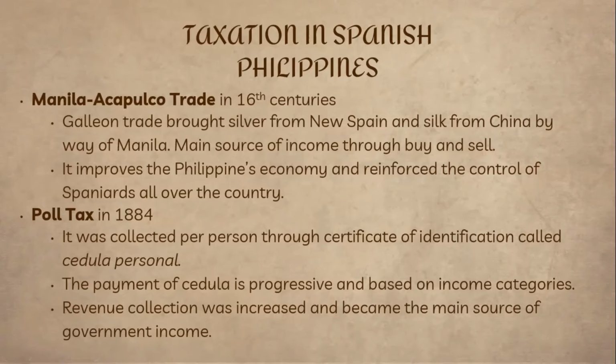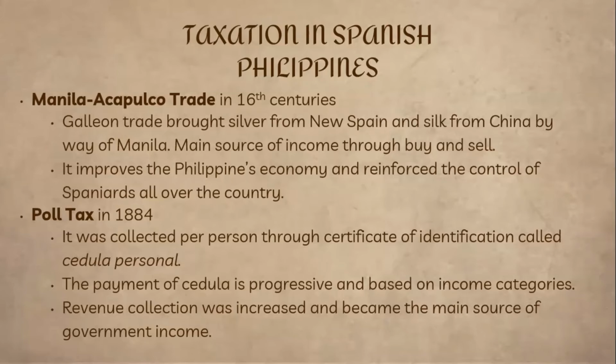All in all, there were 16 different classes of cedulas. Originally, there were 9 classes. The rates of taxes ranged from 1.50 to 25 pesos, and there were exemptions for priests, soldiers, and privileged classes.